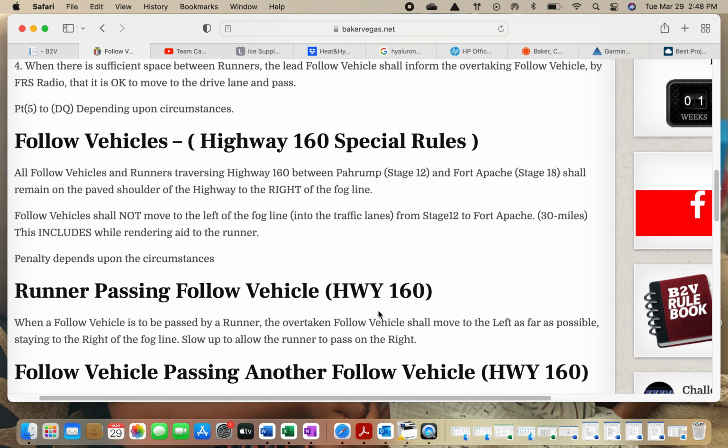Follow vehicles, Highway 160. All follow vehicles and runners traversing 160 between Pahrump and Fort Apache shall remain on the paved shoulder of the highway to the right of the fog line. Here on Highway 160, there is more space along the side of the road, so please make sure that you're inside of that safe space. Make sure, again, that you're paying attention behind, so as runners are approaching and those follow vehicles approaching, make sure that you're communicating as such.